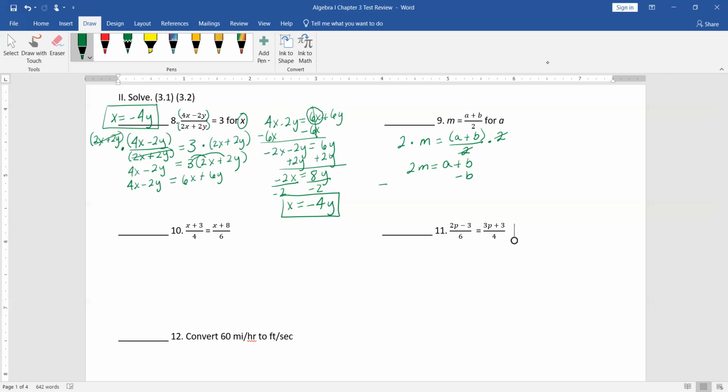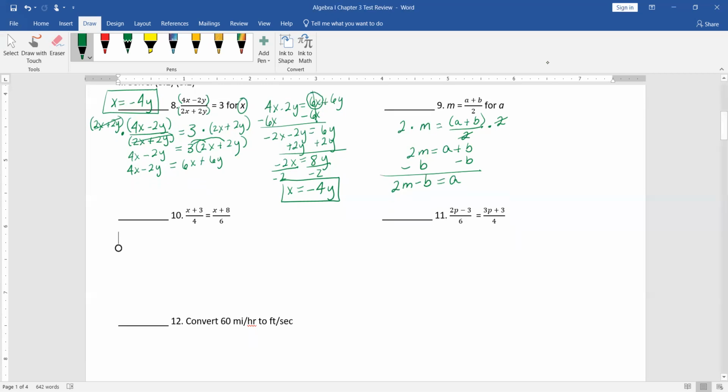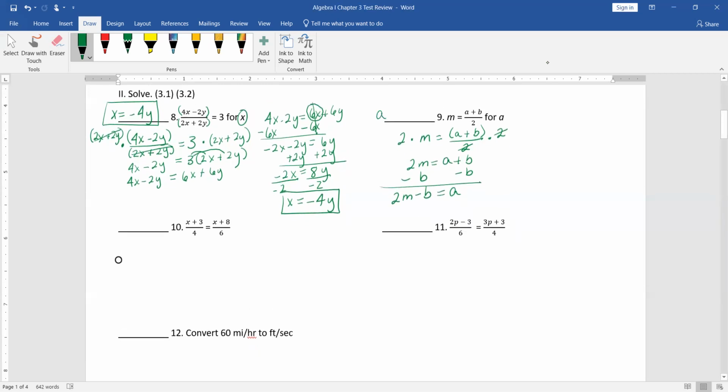I know this looks a little bit weird, but I'm going to put it here. Negative b plus 2m. I don't know, that's weird. But I would put that as 2m minus b. You could also do it like this, minus b. Just no, you've got to write that out long ways. And that equals a. So that's it. We have a on one side and we have the rest of our expression on the other side. So when you write this on the line, it's a equals 2m minus b.